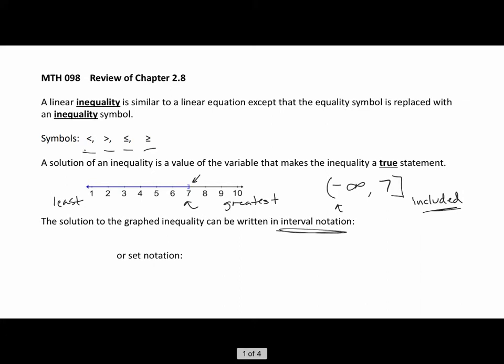In the set notation, we would say that the solution is the set of x such that x is less than or equal to 7. Of course, x is a real number. If you want to write that in there too, that makes sense, but it's implied if we don't write it there.